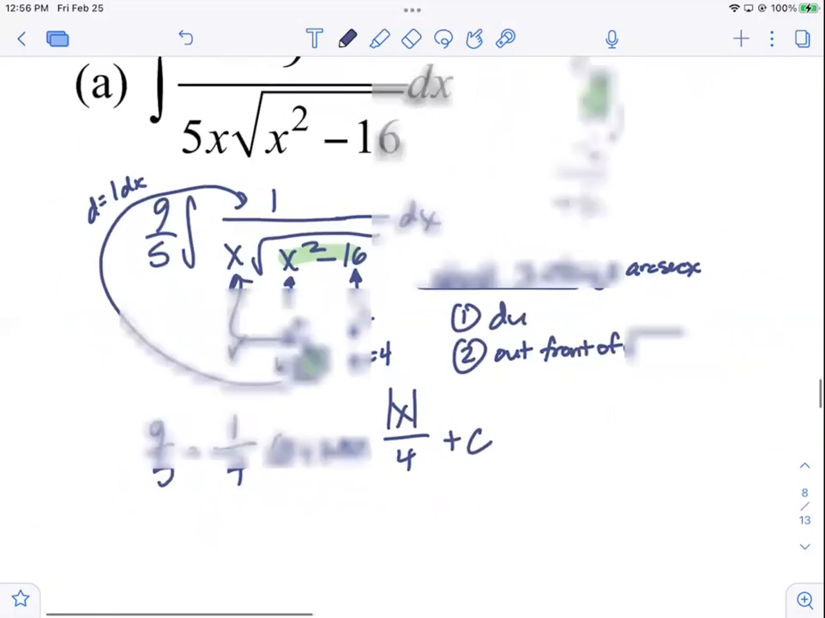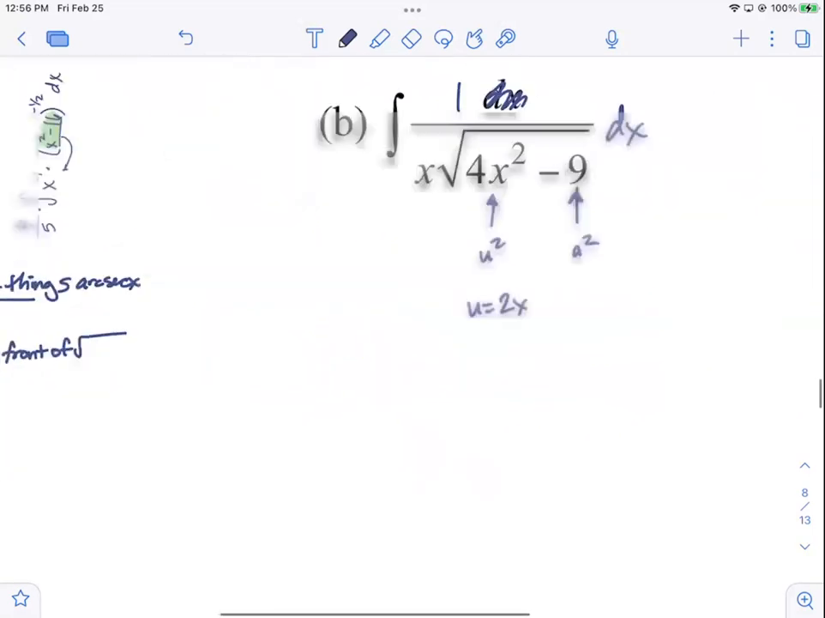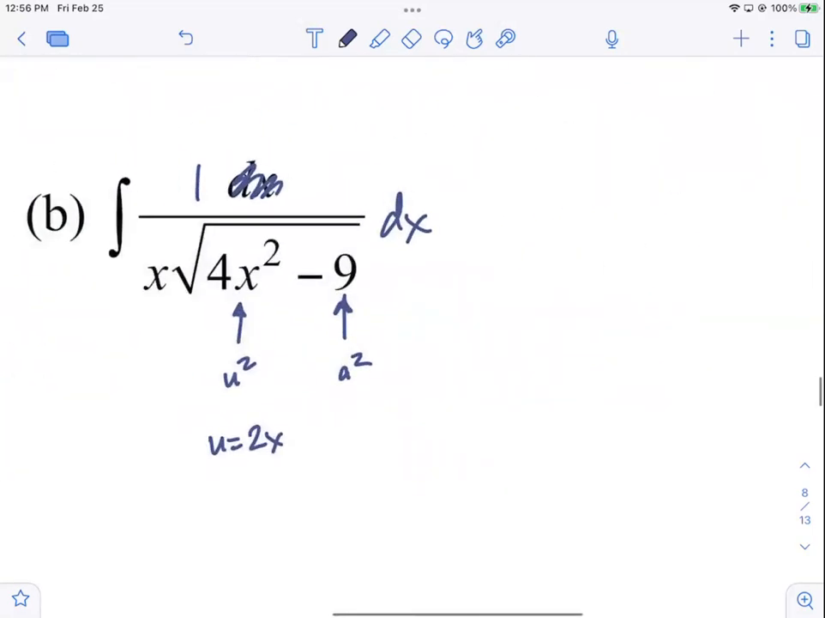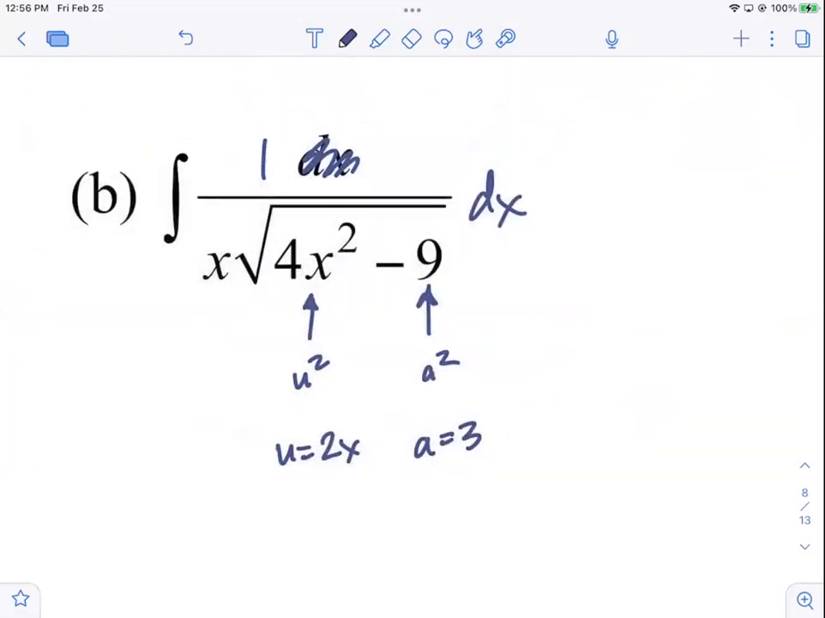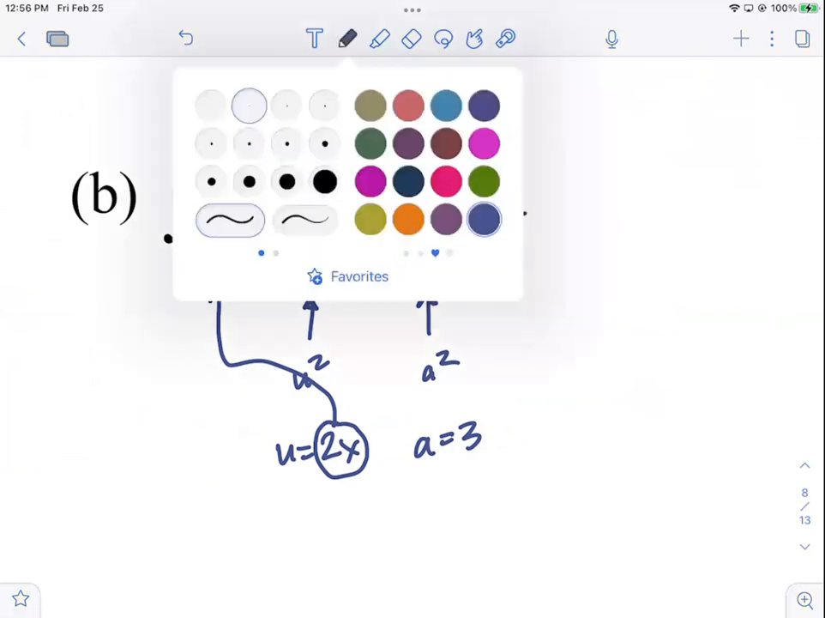Well, are you talking about this one still, Mason? Yeah, well, let's wait. I want to identify them first. A squared is 9, so what's a? 3. Yeah. Now we need to check 2 things. Whatever we're calling u needs to be in the front. Is there a 2x in front? No.